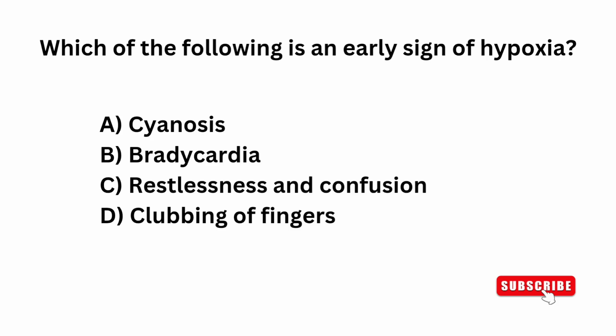Question number 7. Which of the following is the early sign of hypoxia? Answer is C. Restlessness and altered mental status are the early signs. Cyanosis appears later.